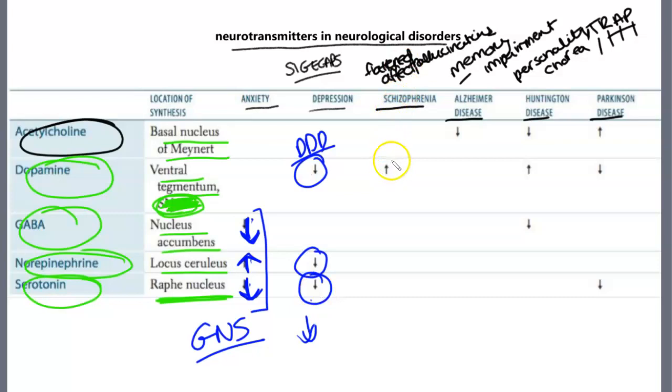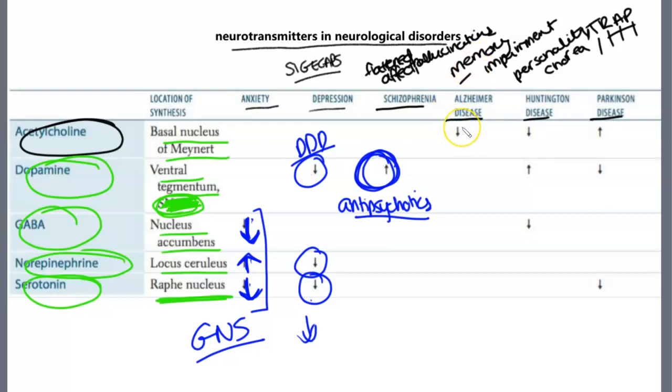The next one is going to be schizophrenia. Luckily, there's only one to remember, and it's dopamine. Of course, you want to remember that dopamine is elevated in schizophrenia, which is why you give antipsychotics. You want to give those antipsychotics in order to treat the schizophrenia. So those are dopamine antagonists. That's how you can remember that schizophrenia is associated with elevated dopamine levels.